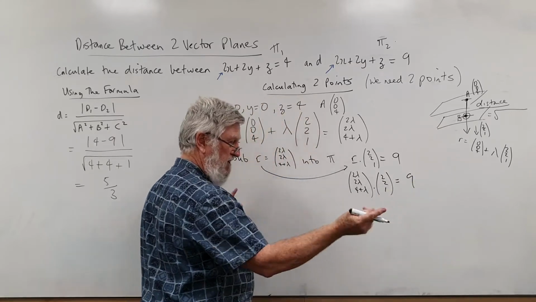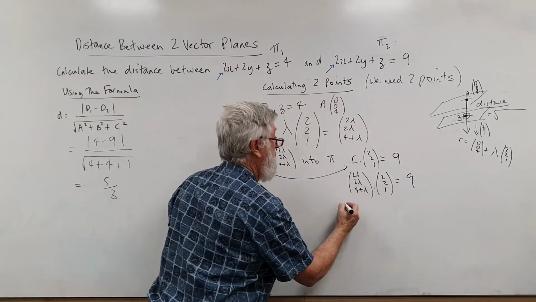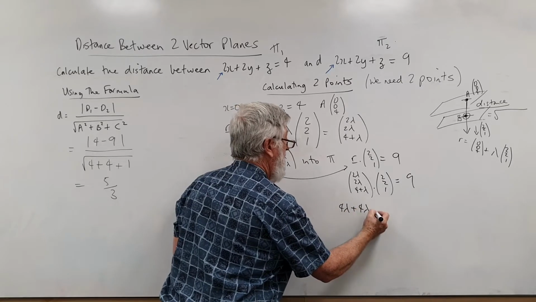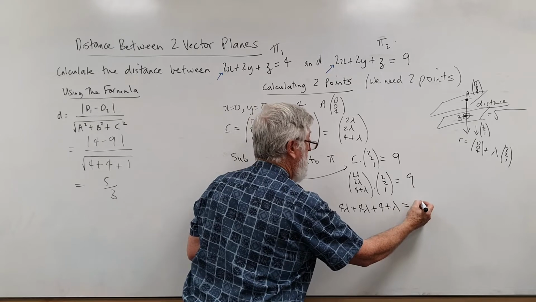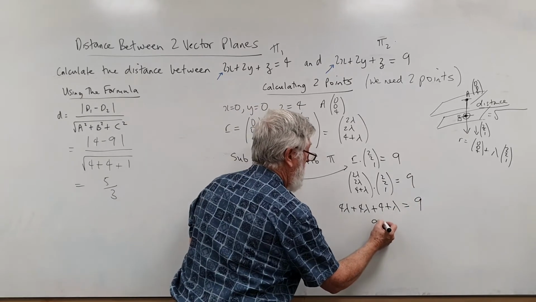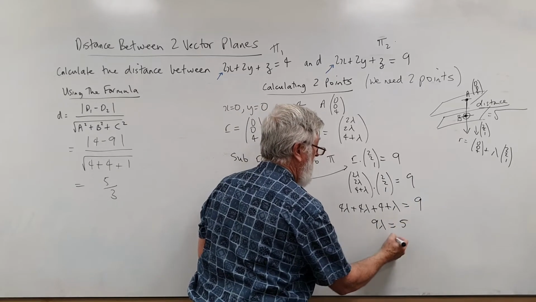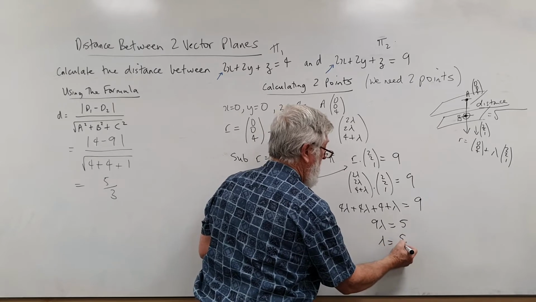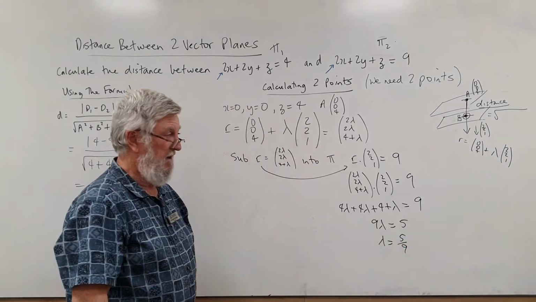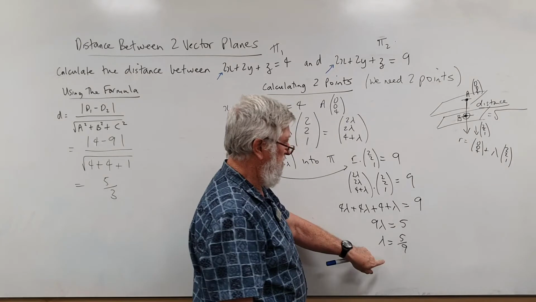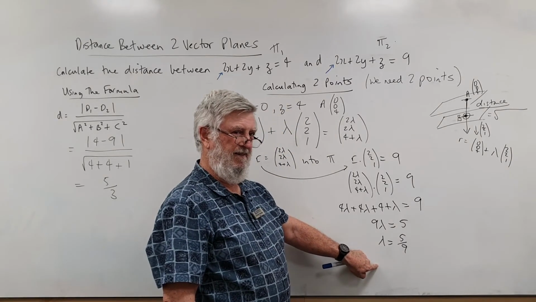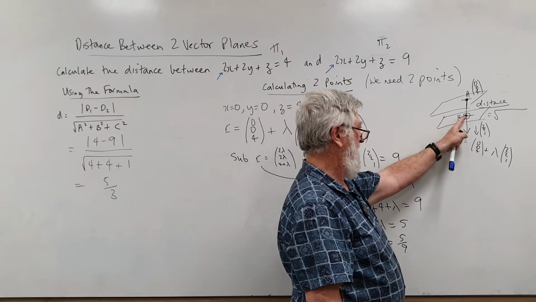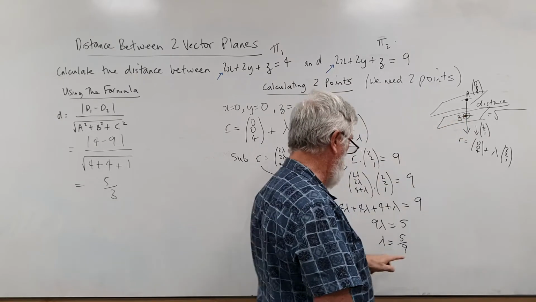Simple. Multiply the i's, multiply the j's, multiply the k's. Could really shortcut this. 9 lambda equals 5, and lambda equals 5 on 9. So, what's that lambda got to do with what's happening in the question? You can get the point of intersection. That's right. So I get that point there using that lambda.